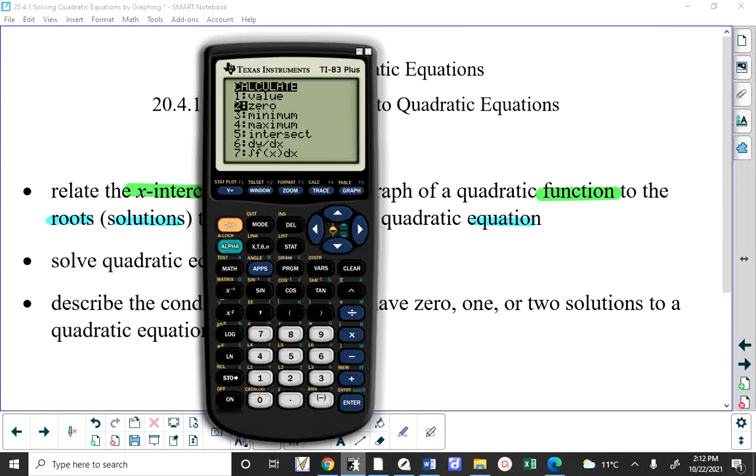Calculator open again. So I'm going to find my 0. I hit enter. I'm going to go to the left of that first one, hit enter. I'm going to go to the right, hit enter, and I find the first x-intercept is at -2.